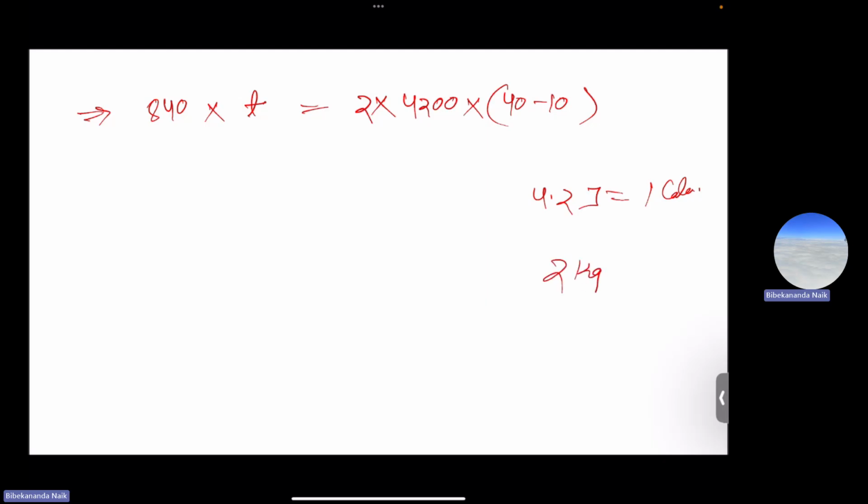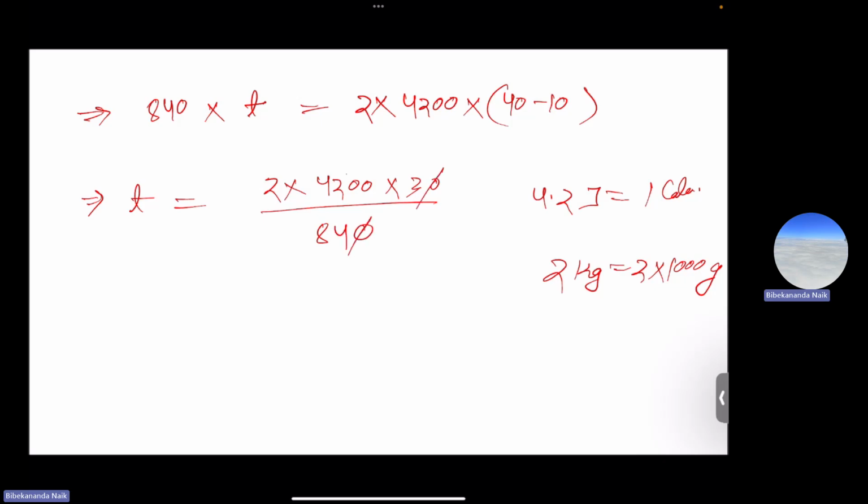2 kg is 2 into 1000 gram. So if we calculate, T will be 2 into 4200 into 30 divided by 840. So 42 is 100 and this is 2, so 50. So 50 into 6, 300 second.